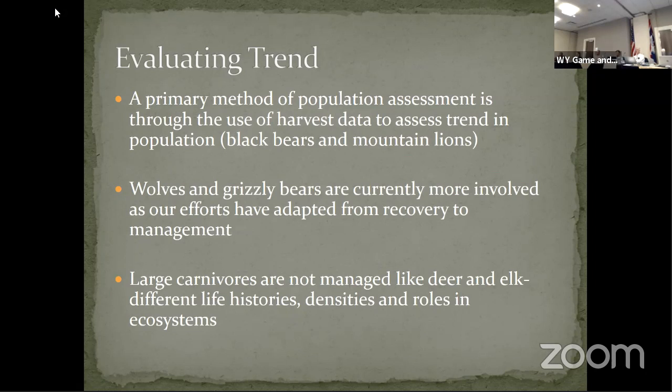Wolves and grizzly bears are obviously more involved because they have been or are federally listed as a species that is either threatened right now for grizzly bears, wolves, but because of that, there's a lot more things that we have to demonstrate, so we have a lot more activity with those. And again, it's very important to stress that these animals are not managed like ungulates. They're not managed like deer or elk, and that's okay. They're very much different life histories, densities, and roles in the ecosystem.